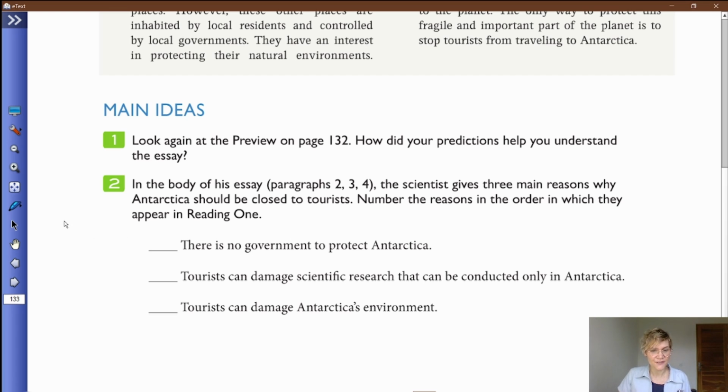So we've got, there is no government to protect Antarctica, tourists can damage scientific research that can be conducted only in Antarctica, and tourists can damage Antarctica's environment. Can you please put that in the correct order? For that, you have to scan the text, go back and locate this information and see which one was mentioned first, second, and third. Go ahead.